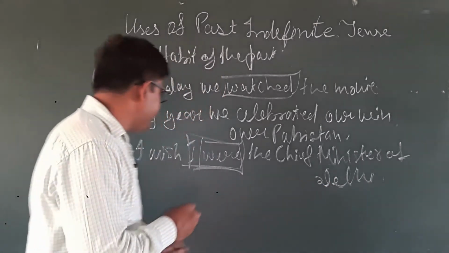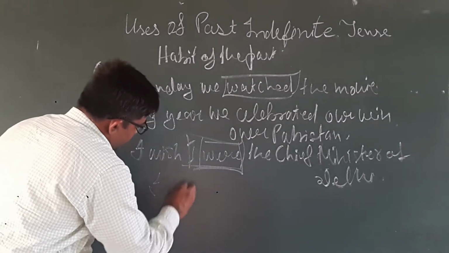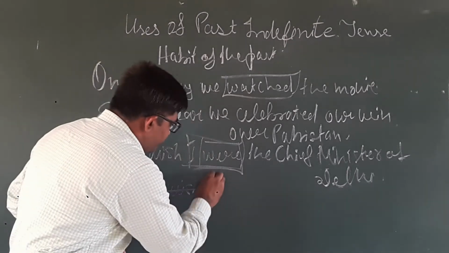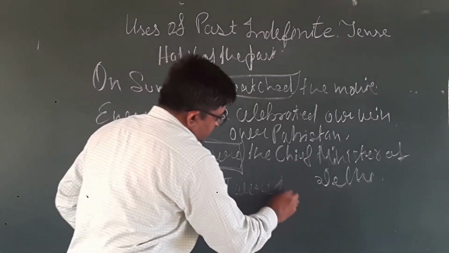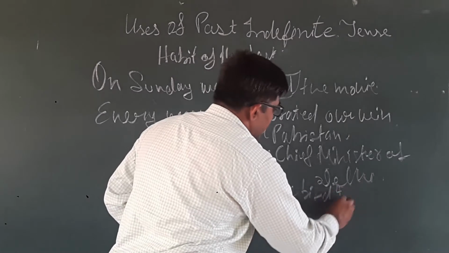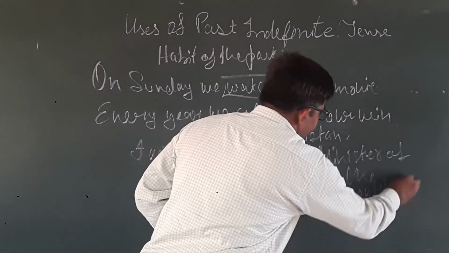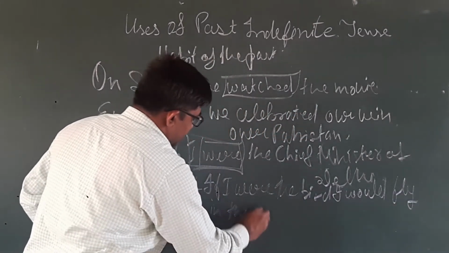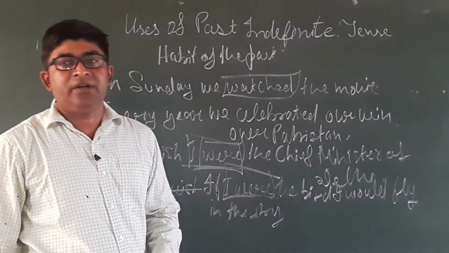Another example, if I were a bird, I would fly in the sky. I were, past tense.